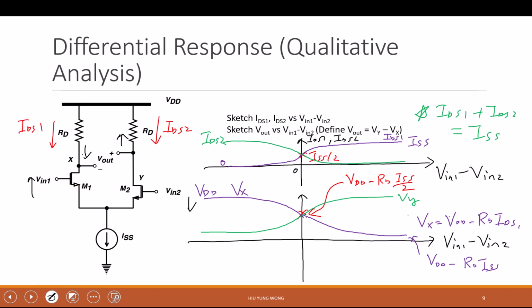Differential, the difference, right? We care about Vout equals Vy minus Vx. When the differential input is 0, what is Vy minus Vx? This point. At this point, this is when the input is 0. Vin1 equals Vin2. What is Vy minus Vx? 0. They are the same, right? So this is the output. Now if I have very large Vin1 minus Vin2, what is Vy minus Vx? Positive or negative? Positive.